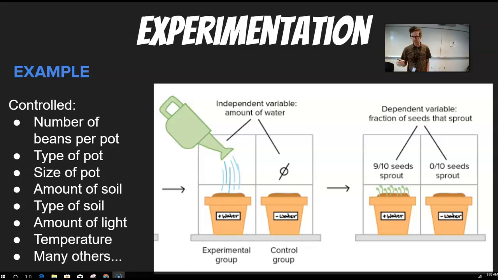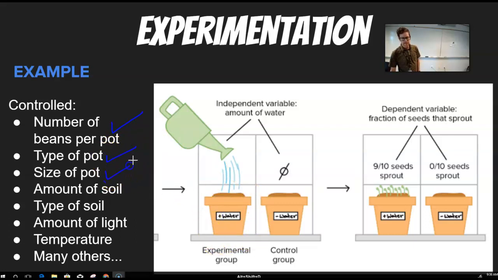Well, if we're doing a pretty good job, we are going to be controlling things like how many beans were in the pot. So 10 and 10. We put 10 beans in each pot. The type of pot, right? You see that they're both, let's say, clay pots.